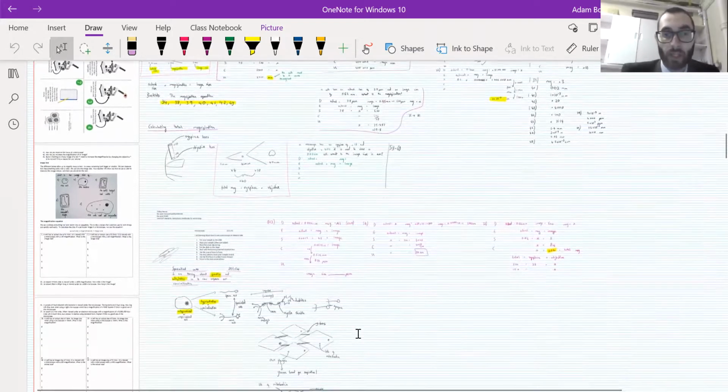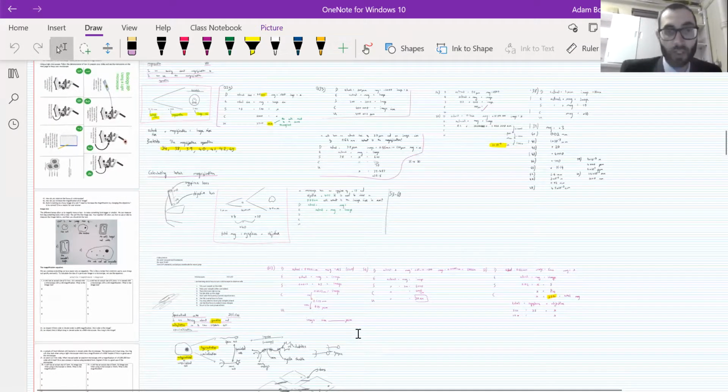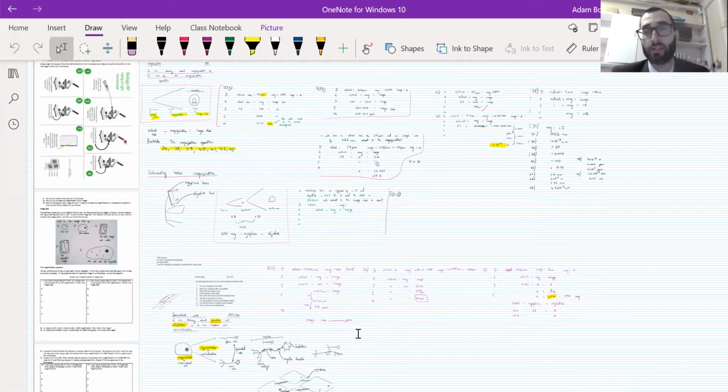Now, I've already given you a few really good reasons to like OneNote, and one of the main things is that it's super organic. We're not forced down any particular road.